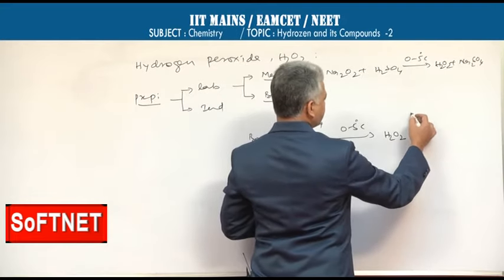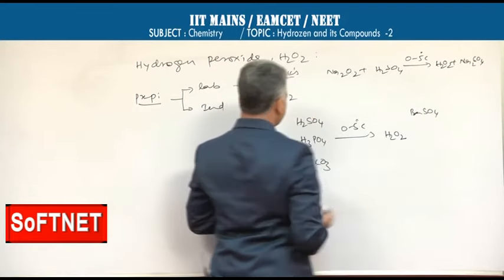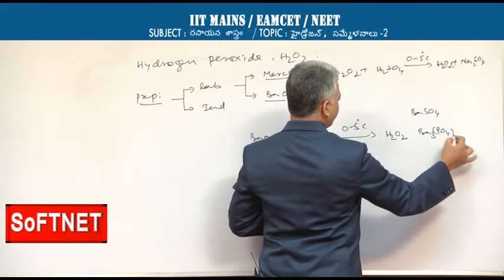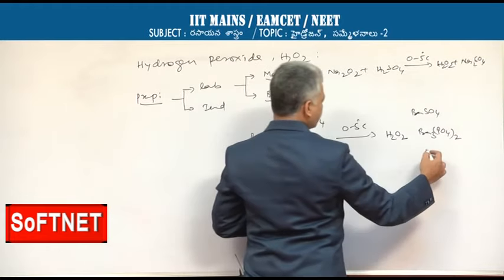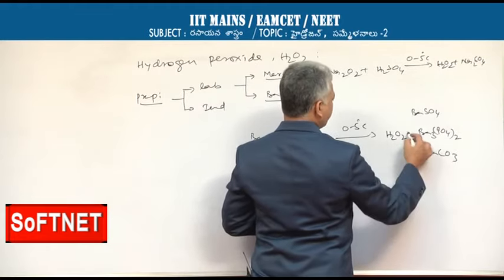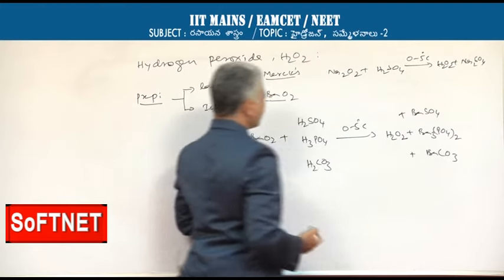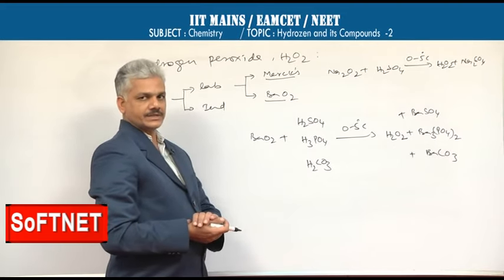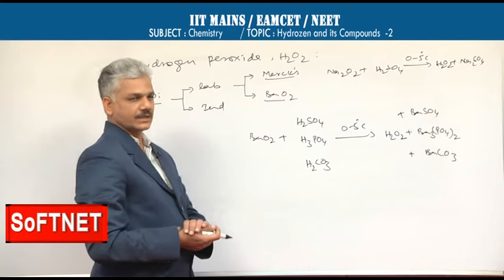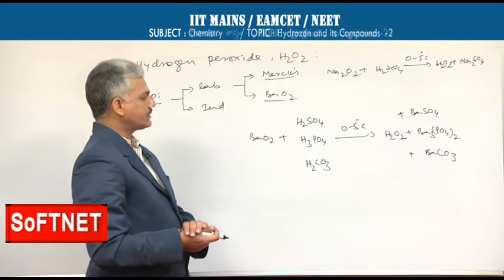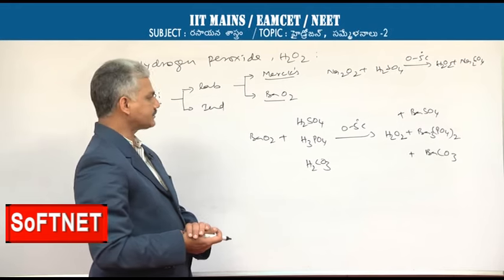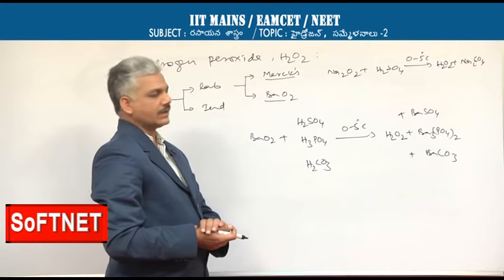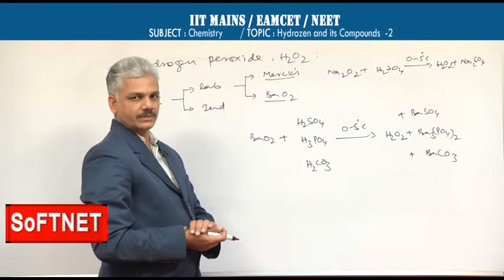When sulfuric acid is used, side product will be barium sulfate. When phosphoric acid is used, side product will be barium phosphate, while carbonic acid is used, side product will be barium carbonate. Out of the three acids, phosphoric acid's usage is advisable. Why? Because traces of phosphoric acid will stabilize hydrogen peroxide formed in the reaction. Whereas, if sulfuric acid is used, any traces left out catalyze the decomposition of hydrogen peroxide.